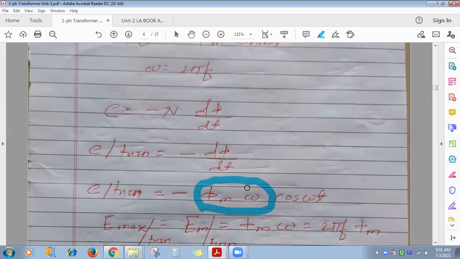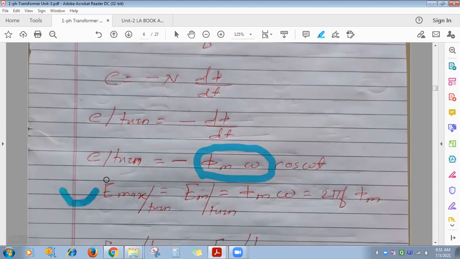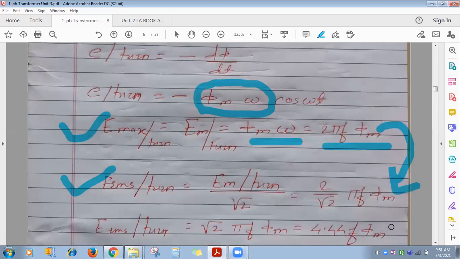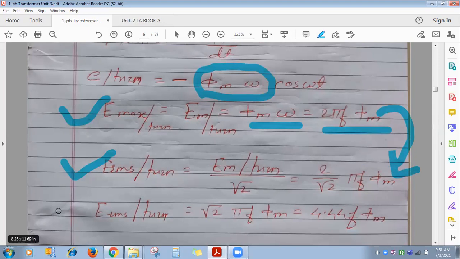If this one is the peak of the EMF induced per turn, then what will be the RMS? Divided by √2, isn't it? So see, the maximum value of induced EMF per turn is phi m omega. Omega you can write as 2 pi f. Now if you divide it by √2, you will get the RMS value of induced EMF per turn. So simplify this: 2 pi divided by √2, you will get 4.44 f phi m. So we got the induced EMF, its RMS value per turn is 4.44 f phi m.